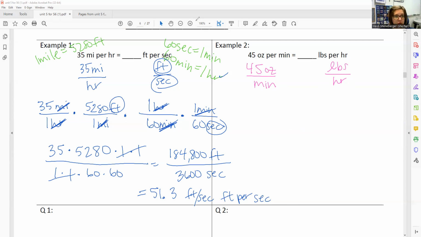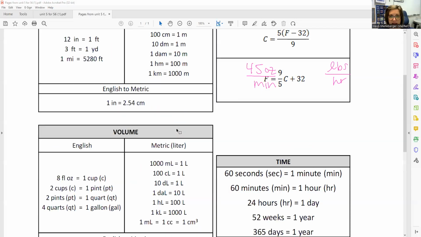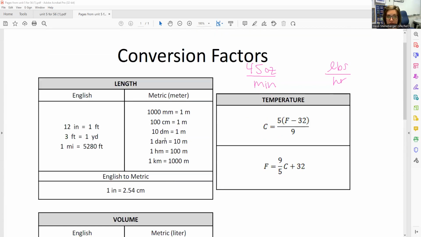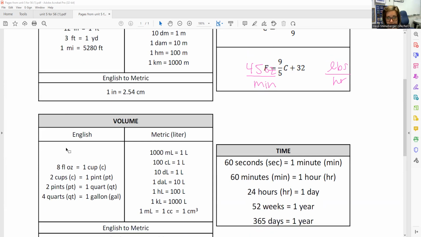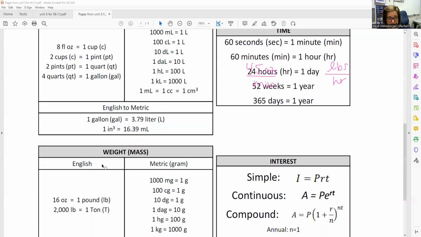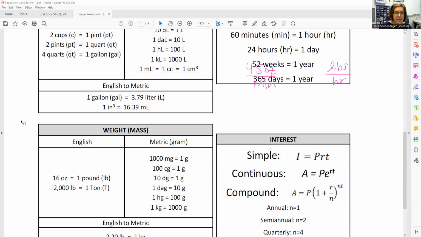I'm going to flip back over here to my formula page. And actually, let me clean this up so it looks a little bit neater. Okay, I cleaned it up. And then I took us to the conversion factors. So that's length. I need ounces and pounds. Here's ounces. Weight and mass. There it is. Okay, so I need this information right here. So I need, let me write it down.